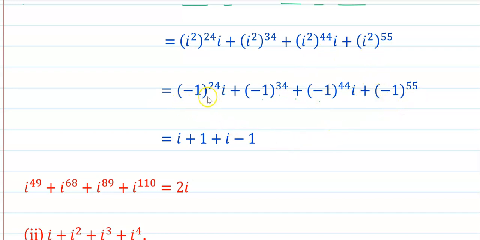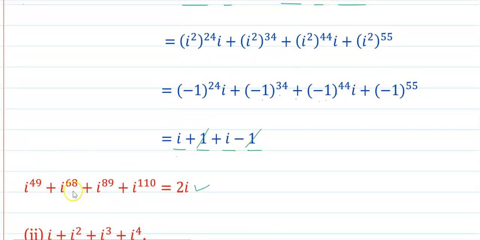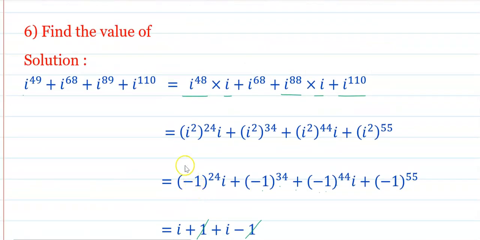(-1)^24, you are getting plus 1, 1 into i, here it is i. (-1)^34, hence you are getting plus 1. (-1)^44, you are getting 1, 1 into i, hence it is i. (-1)^55, overall you are getting minus 1. And hence here, plus 1 minus 1 get cancelled. i plus i, hence it is 2i. Hence i^49 + i^68 + i^89 + i^110 equals 2i. Okay.